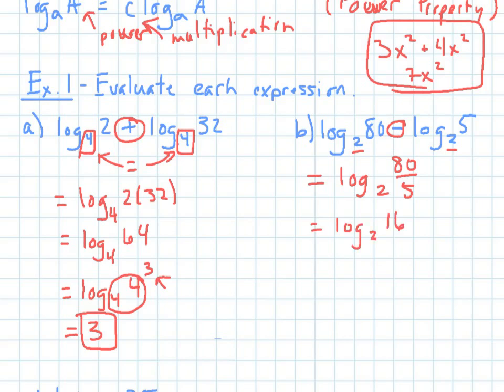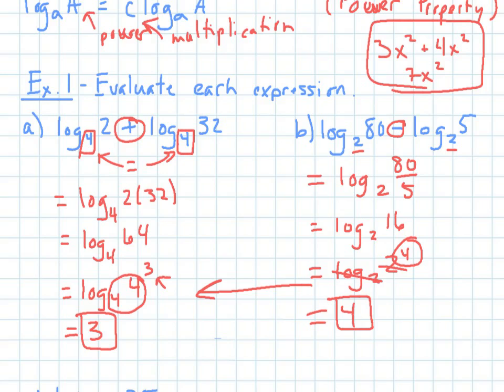And so then from there I can rewrite 16. And so 2 to what power gives me 16? Well, that would be 4. And so just like I used over here, that power is going to be the number that I get. Okay? So the log base 2 and 2 cancel each other out, or you can rewrite them to say 2 to the x equals 2 to the fourth. Same thing, x is going to equal 4.